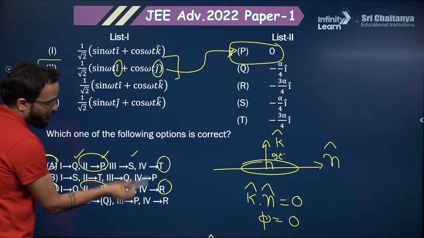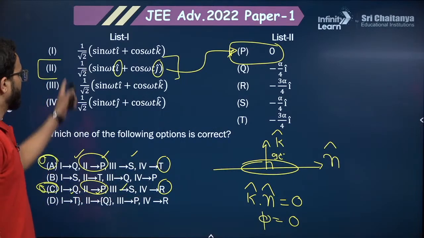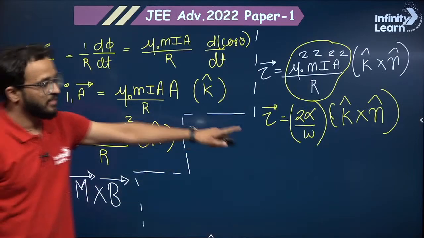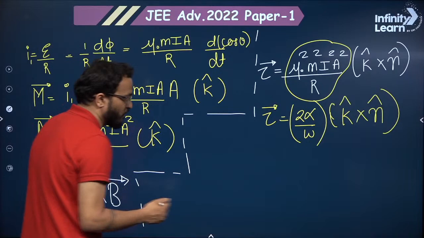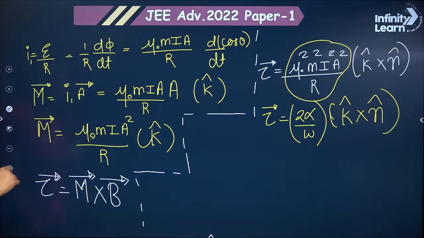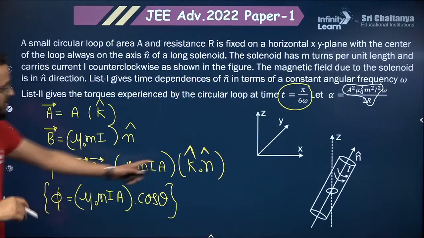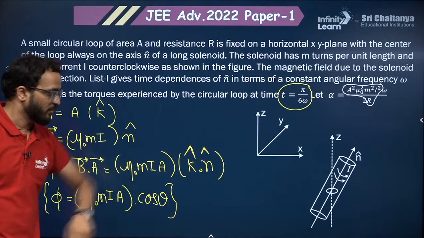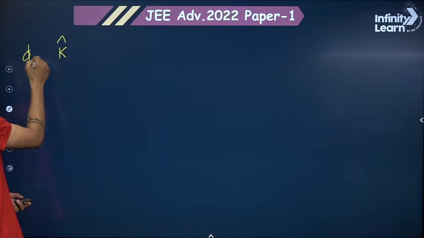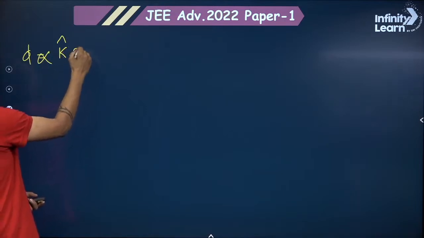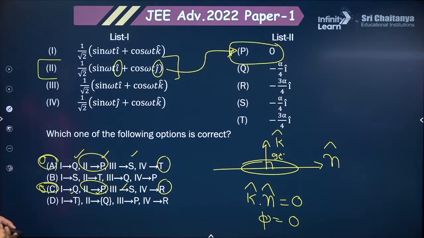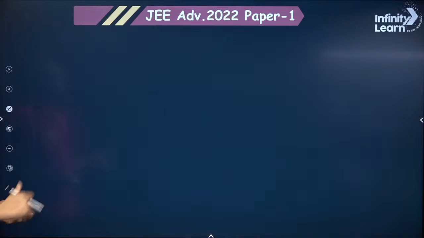Now we have to only check it for option 4. I guess you can do that by putting these values in the cross product. So what is torque here? You just put the value. First of all, check for this thing. What is the flux? Flux is k cap dot n cap. First of all, let's find out this. Now n cap in the fourth option is 1 by root 2 sin omega t j cap plus cos omega t k cap.